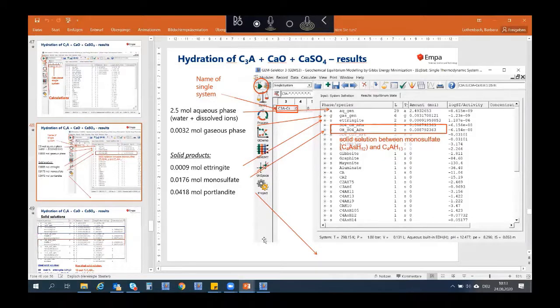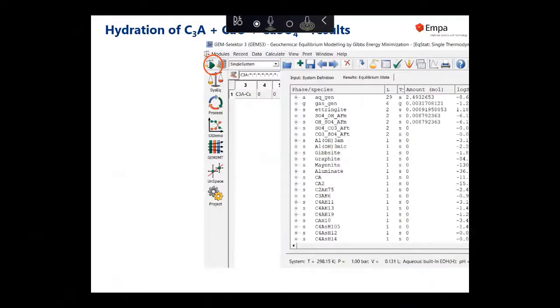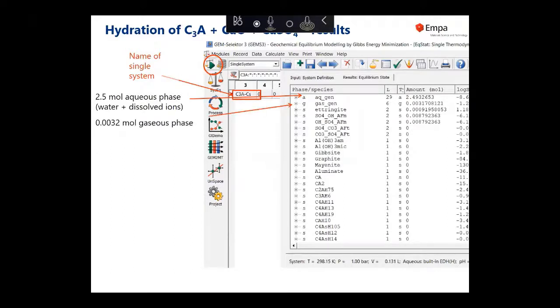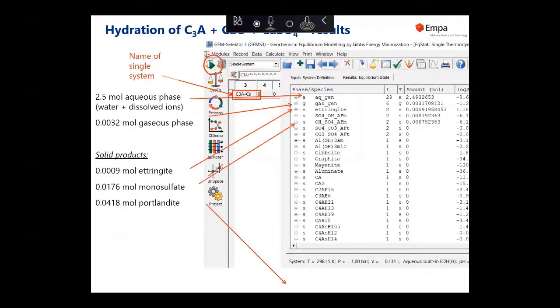And if we summarize what we have, we can see that easier on this slide. We have the name of the single system. We have 2.5 molar aqueous phase. We have a little bit of gas because we put the oxygen in it. We have 0.01, a little bit of ettringite, quite a lot of monosulfate, and also quite a lot of portlandite.